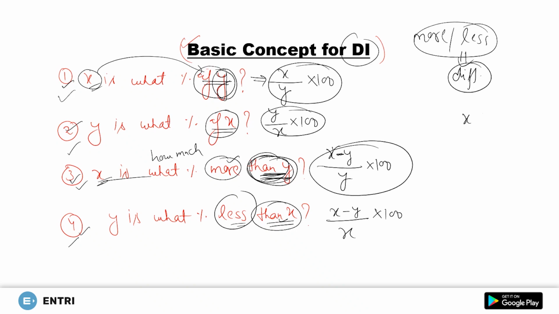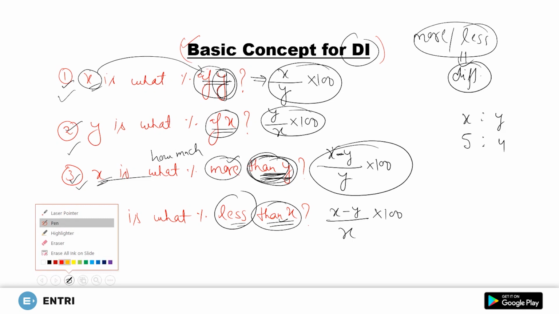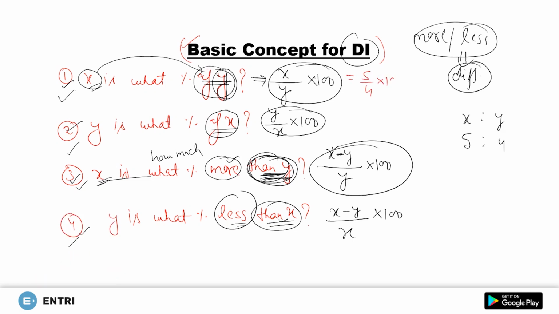Now for example, if X and Y are given, X is 5, Y is 4. Can you calculate the answers of these questions? First is X is what percent of Y. As you can see, X is 5 by 4 into 100. So you will get 125%. Now in the next question, Y upon X into 100, what will you get? 4 upon 5 into 100. This will be cancelled out by 20. You will get 80%.